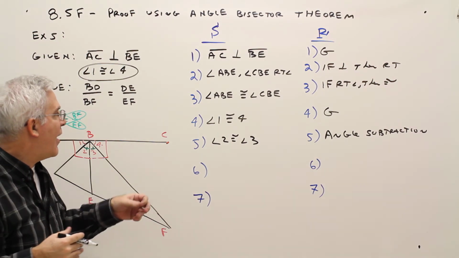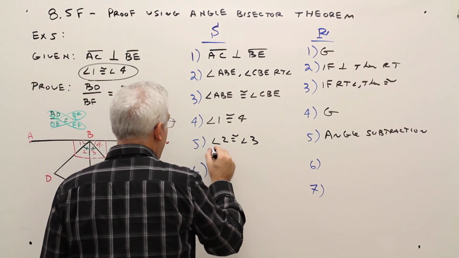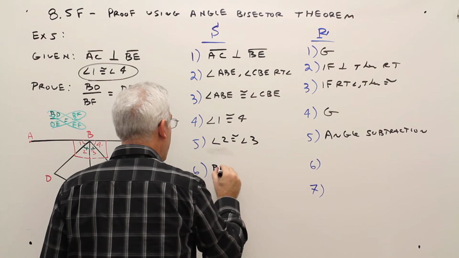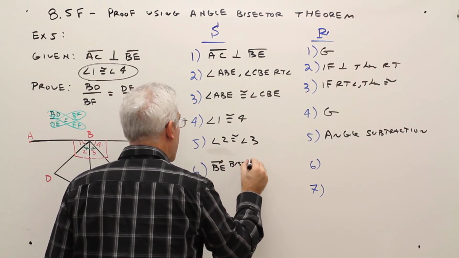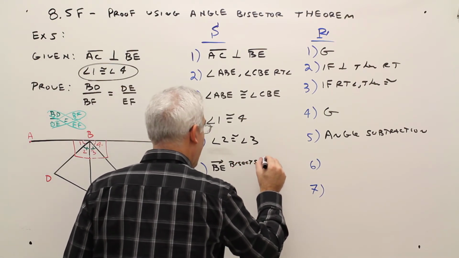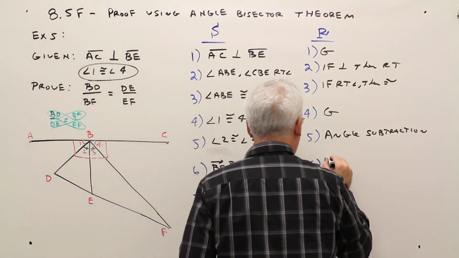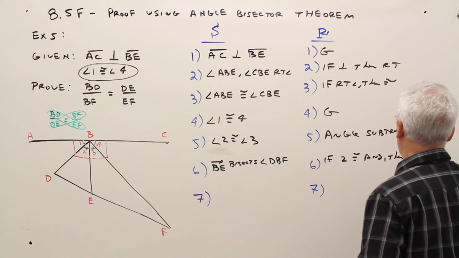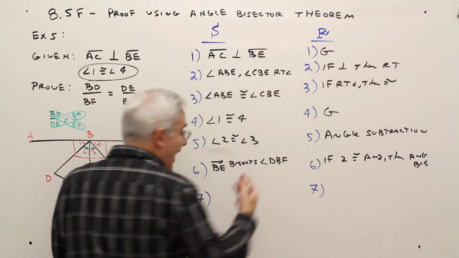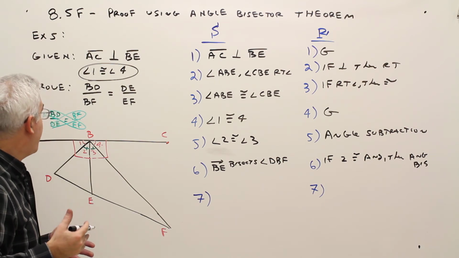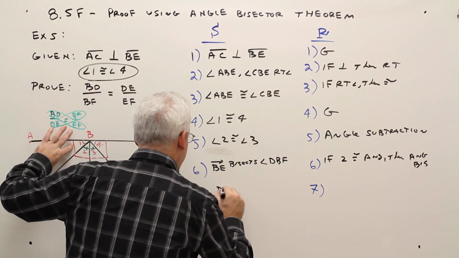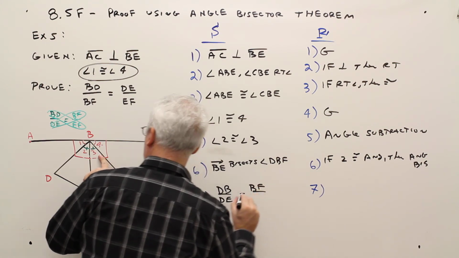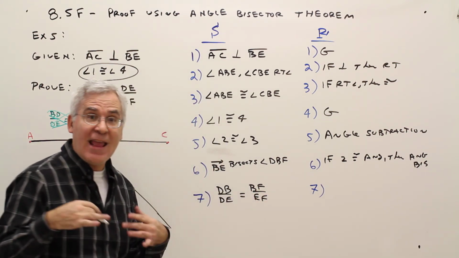And then once I've got angle 2 congruent to angle 3, I could go ahead and use that angle bisector theorem. I'll also state with angle 2, I'll just make it a new step: BE bisects angle DBF. If two congruent angles, then angle bisector. That's going to allow me to use the angle bisector theorem. So now I'm going to say DB over DE equals BF over EF. So that's going to be the angle bisector theorem.